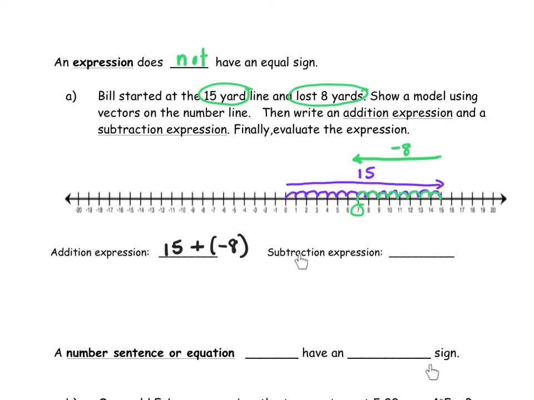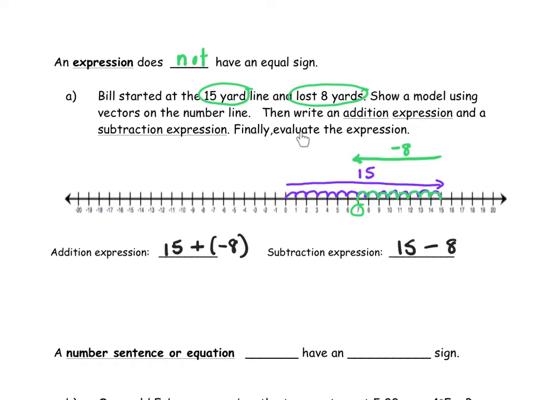So my subtraction expression, I would start the same using 15, but this time I have to use subtraction. So instead of writing negative 8, I'm just going to write that as minus 8. And a few days ago, we learned that adding a negative is the same thing as subtracting its opposite, positive. So these mean the same thing in math.